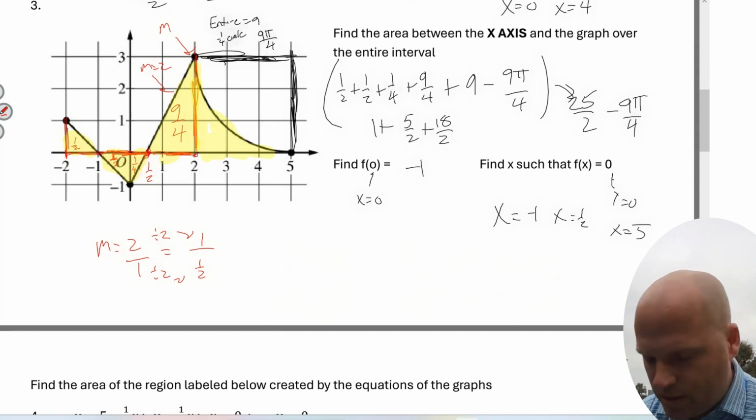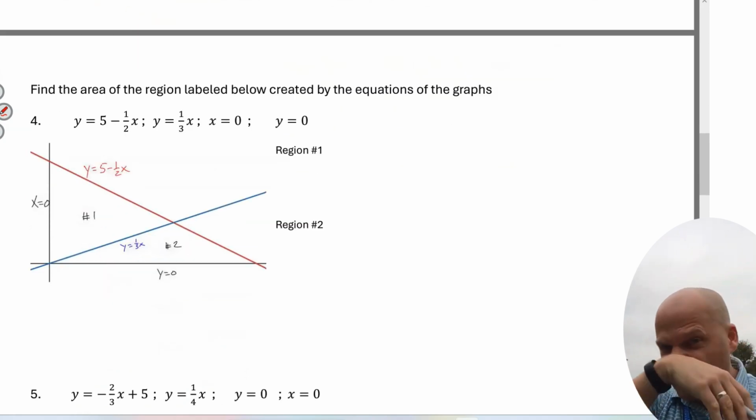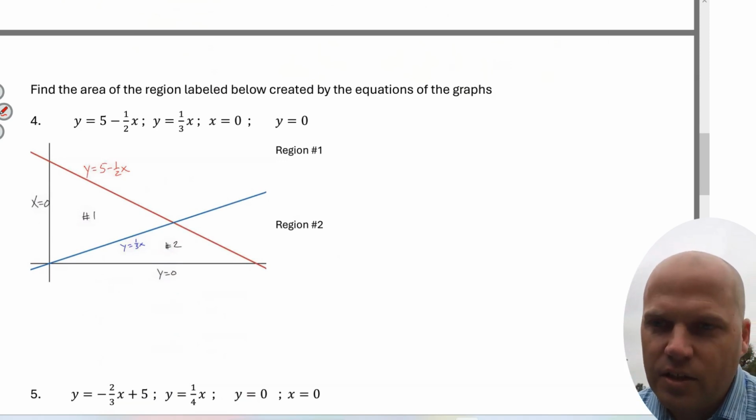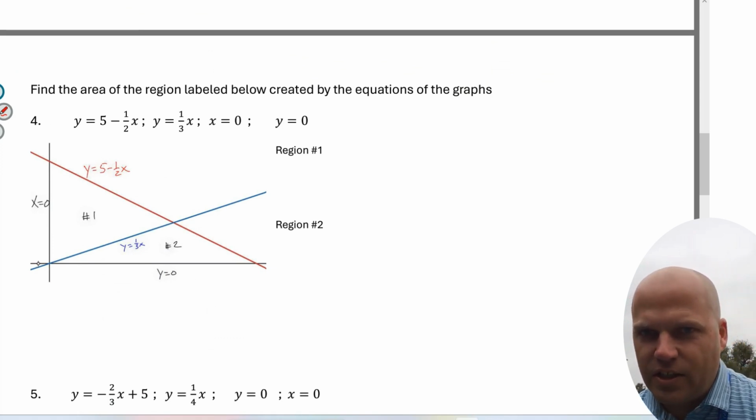Challenging question for you guys. More challenging questions: finding the area of some regions. Well, guys, the key to these problems is intersections, okay? Y-intercepts, x-intercepts. This is x equals 0, this is y equals 0. Let's talk about region 1.